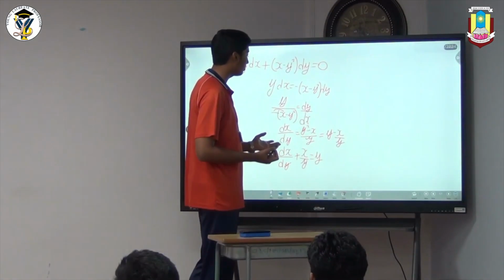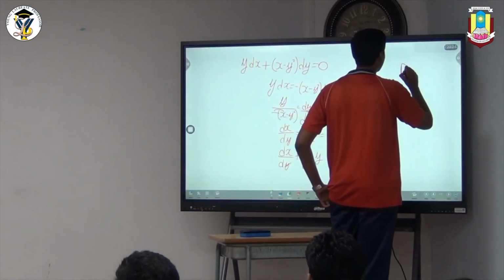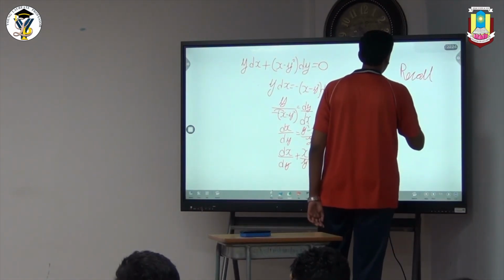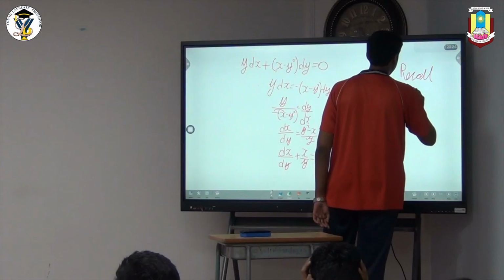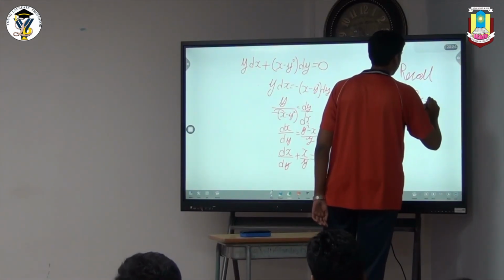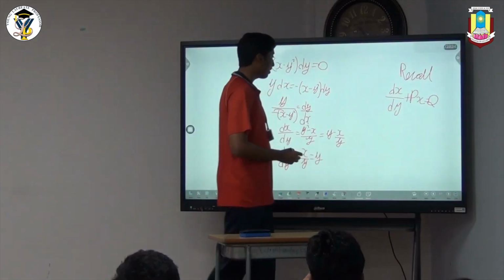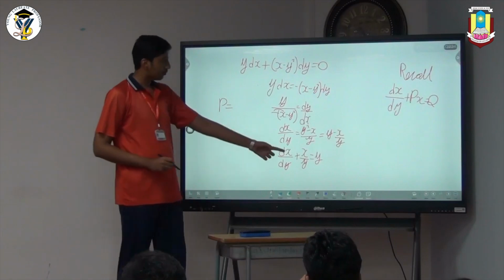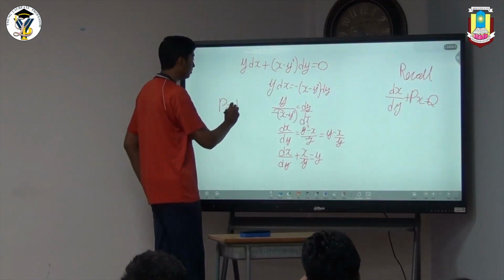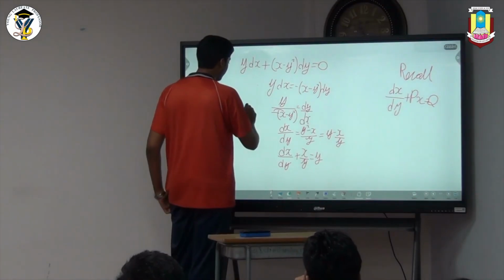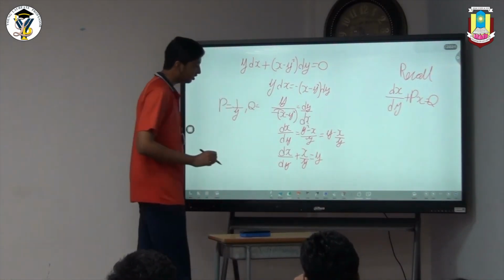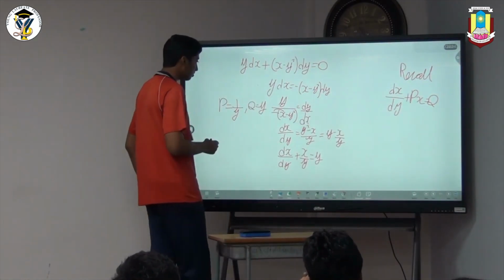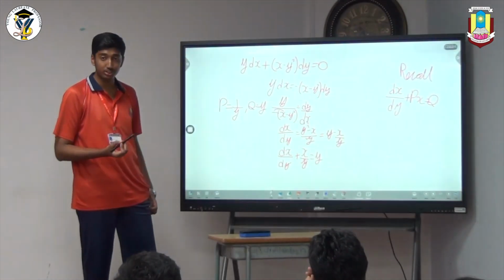Now we will compare with the standard form. Recall: dx by dy plus Px is equal to Q. On comparison, we find that P is equal to 1 by y, and Q is equal to y. Now we will find the solution.